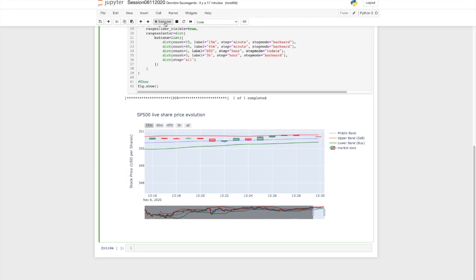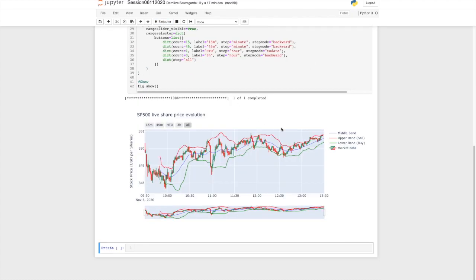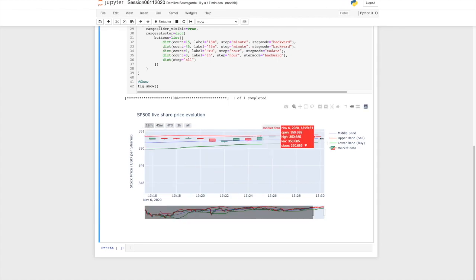Okay, let's re-execute and see what's happening. Let's focus again. Yes, the price continued to go down. We went from 350 and it's going down.